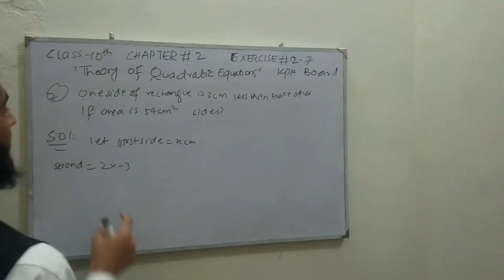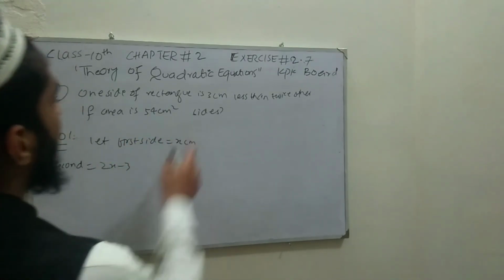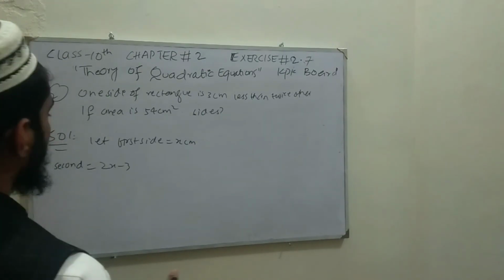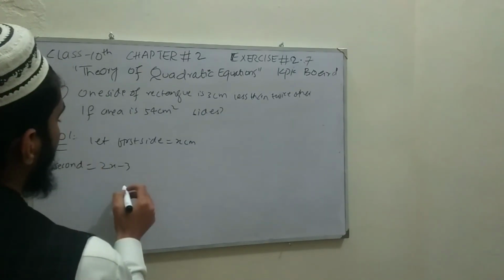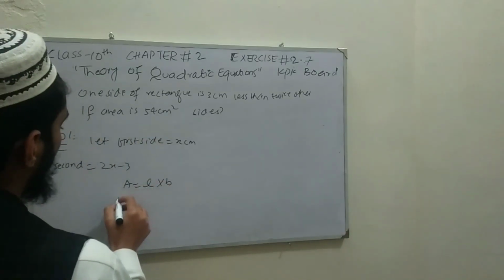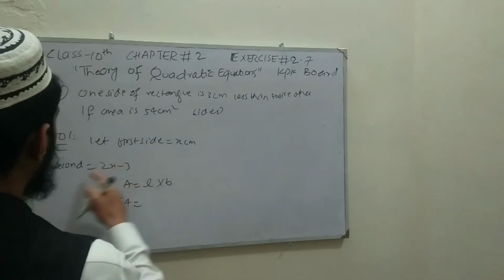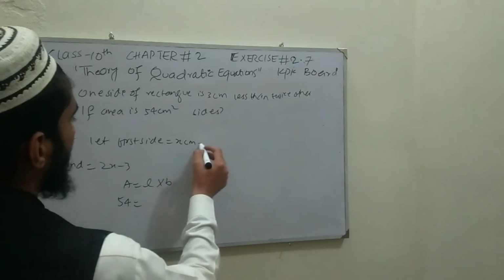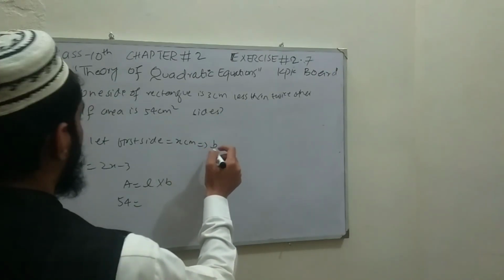And this is the first side. If area is 54, find sides. We know that for the area of a rectangle, area is equal to length multiply breadth, and area is 54, so put here 54 is equal to length, let us suppose it, breadth.